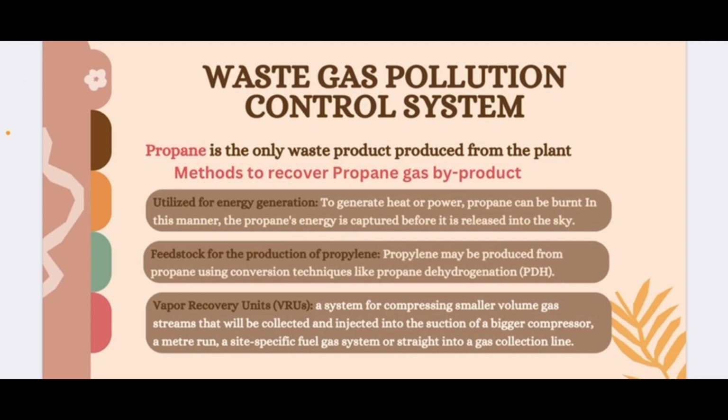The second method is feedstock for the production of propylene. Propylene may be produced from propane using a technique called propane dehydrogenation, which is PDH. Finally, vapor recovery units, which are a system for compressing smaller volume gas streams that will be collected and injected into the suction of a bigger compressor, a site-specific fuel gas system, or straight into the collection line.